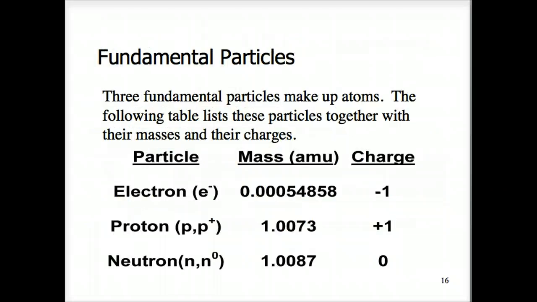Here again are the three particles, electron, proton, and neutron, with their symbols and their masses in something called AMU, which is atomic mass unit, how big they are, and their charge.